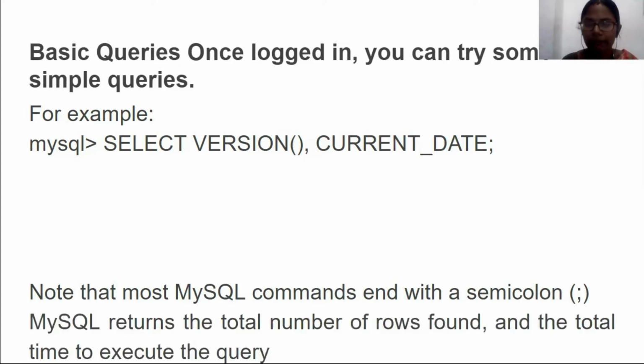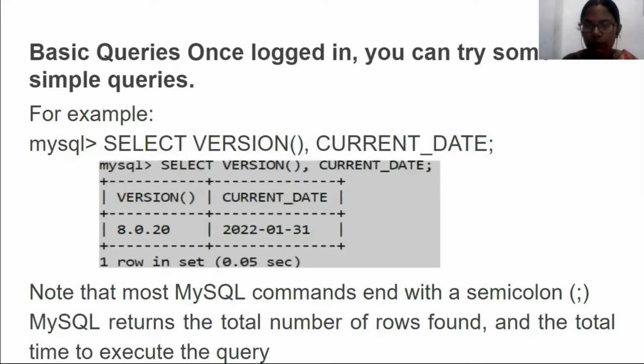The next thing, when you execute a MySQL query, you will get the output. Along with the output, you will get two pieces of information. One is how many rows are shown as output. The next one is how much time it took to execute the query you gave. If you see here, we have the version and current date. The version is 8.0.20, which I have installed on my system, and the date on which I verified this query is 31st of January. I got output of only one row in set, and it took 0.05 seconds to execute this query.